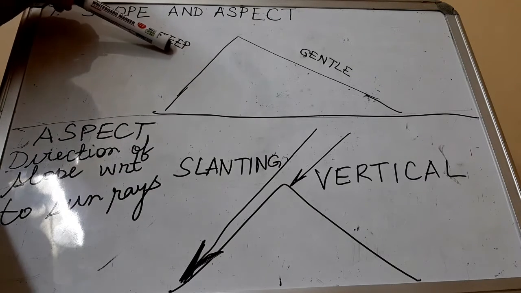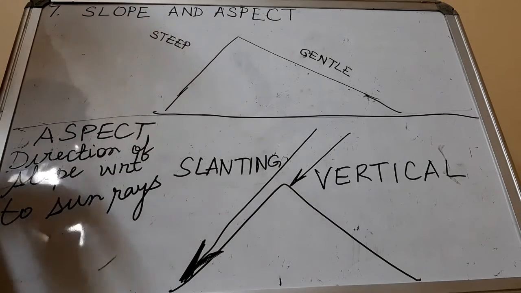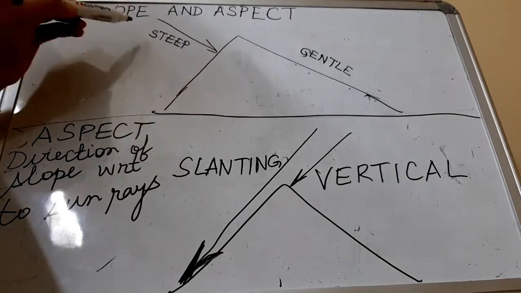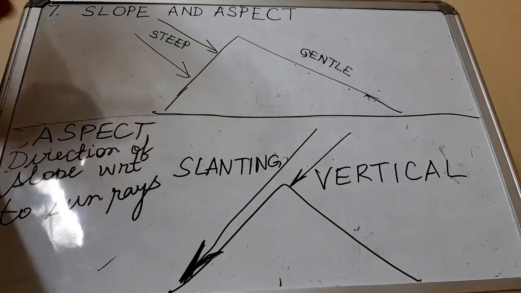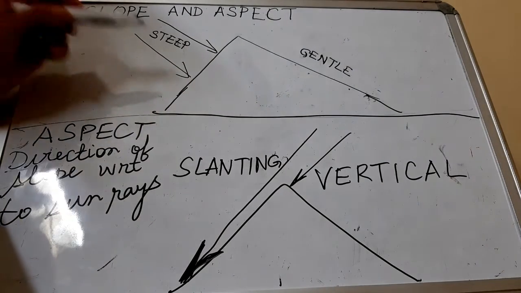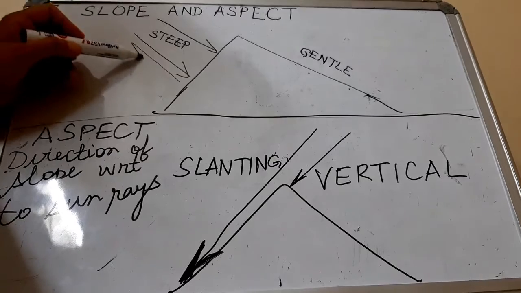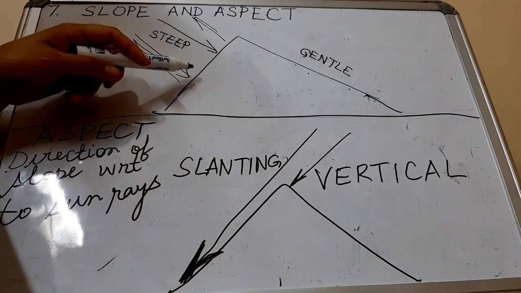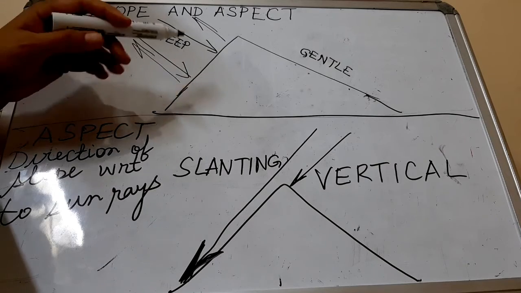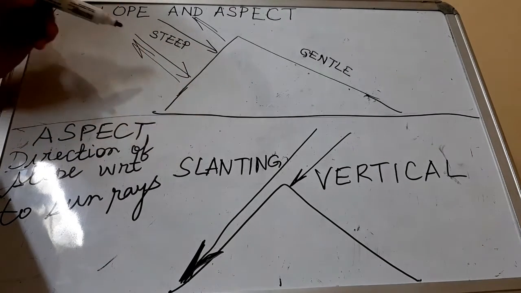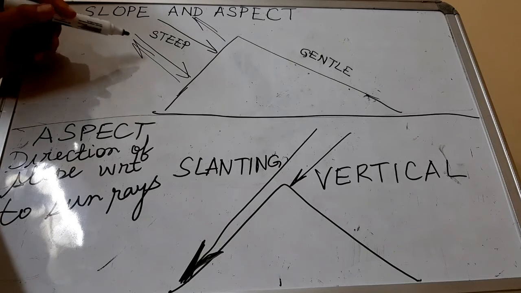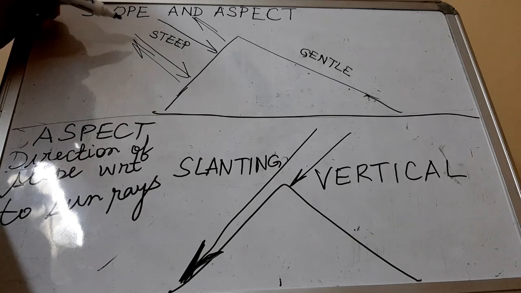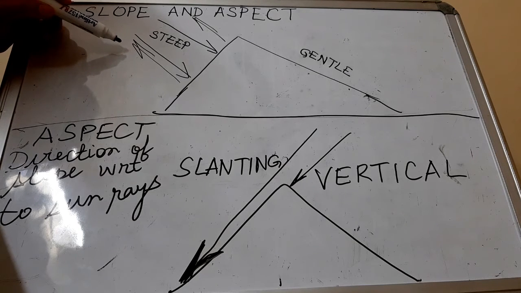Since there is no tree cover, no vegetation, most of the solar radiations reach the Earth's surface and cause high temperature, and at night most of the terrestrial radiations leave the Earth's surface, making it extremely cold during the winter or during the night. And because of this, there is a rapid change in temperature. So that's the case with steep slope.